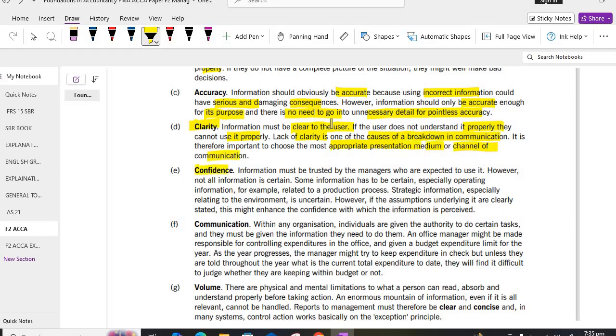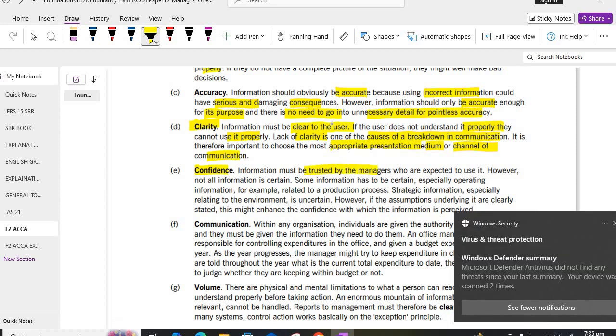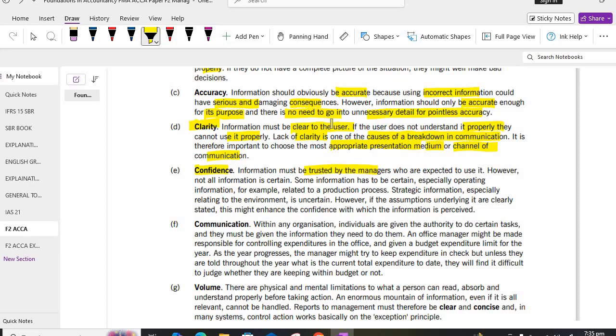Then you have confidence: information must be trusted by the manager who is expected to use it. However, not all information is certain. Some information has to be certain, especially operating information, for example, production process. Strategic information, especially related to the environment, is uncertain, however, it can be trusted if the assumptions underlying it are clearly stated.